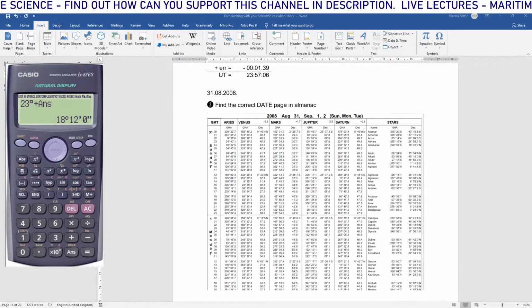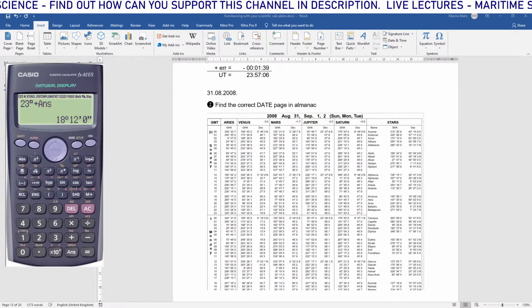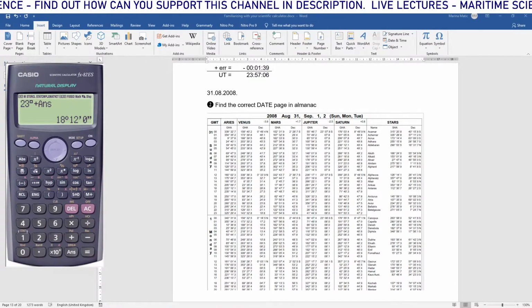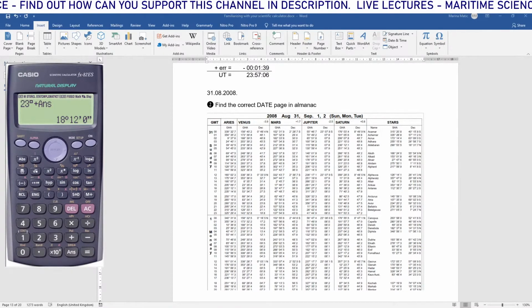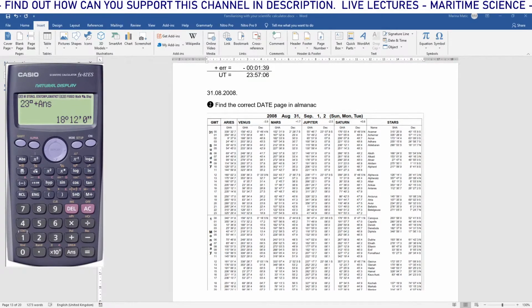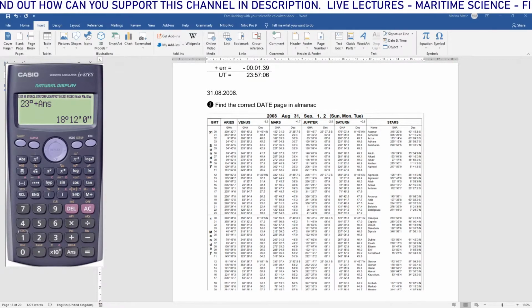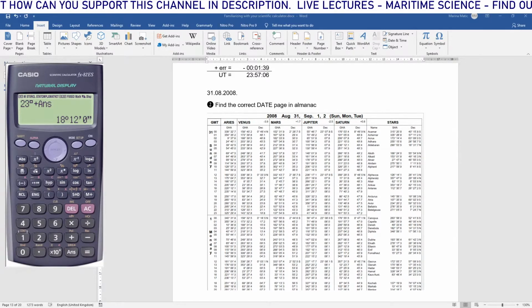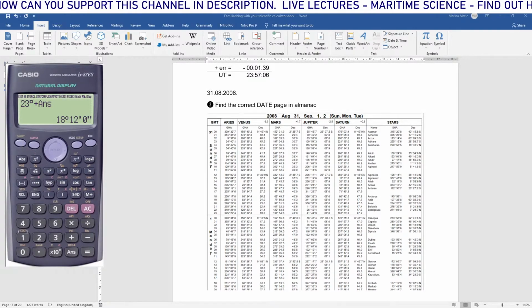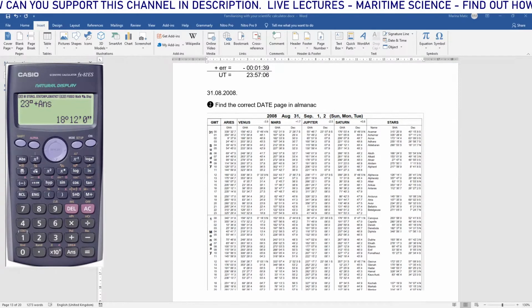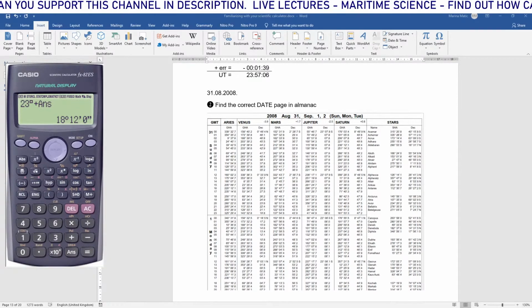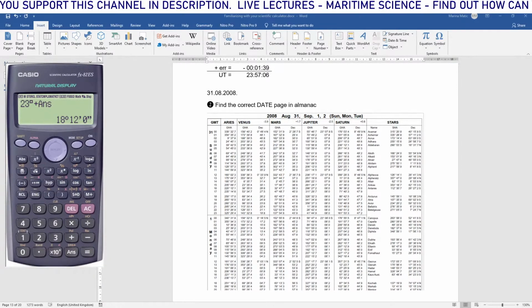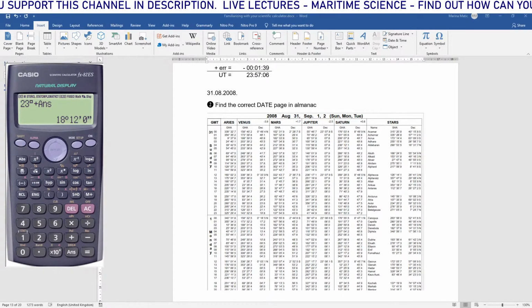And because of that, we are using that advantage, because if declination is 0, then when you have those long formulas, a lot of things in those formulas get canceled out, because sine and cosine of 0 is either 0 or 1. So it makes calculations easy. So that's why we picked Aries, and that is why we have it in the Almanac. So find the correct date and page in the Almanac.